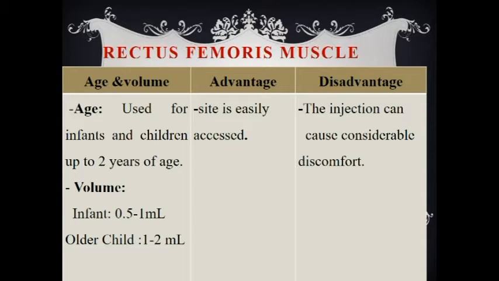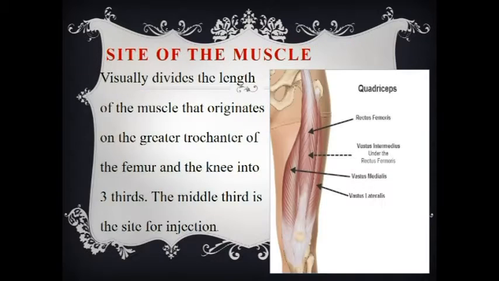The third muscle is rectus femoris. Age and volume: the age for rectus femoris muscle is infants and children up to 2 years of age. The recommended volume for infants 0.5 to 1 milliliter. For older children 1 to 2 milliliters. Advantage: site is easily accessed. Disadvantage: the injection can cause considerable discomfort.